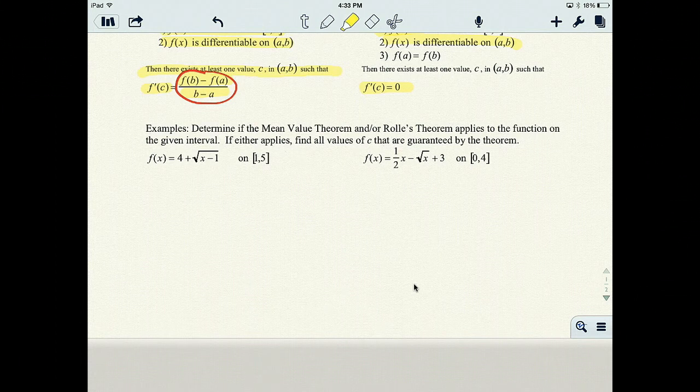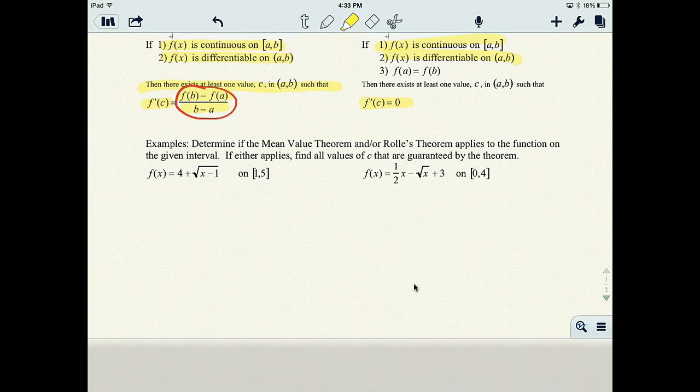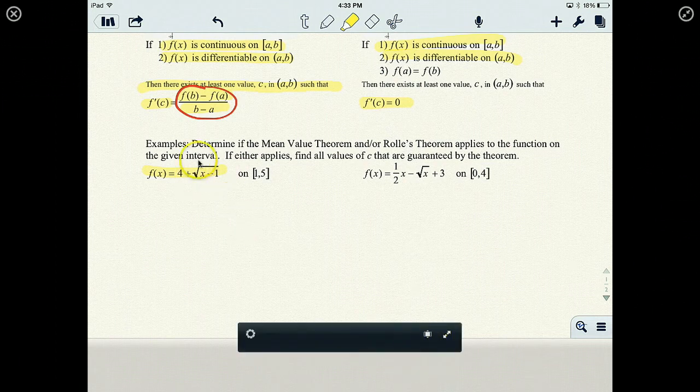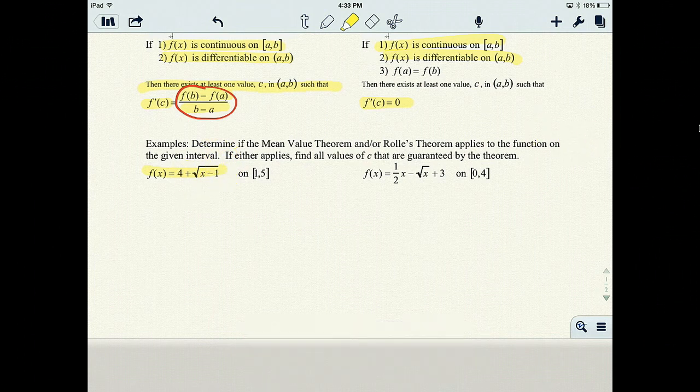Well, here you go. First of all, I look at my prerequisites. Is this continuous? This particular function, you can put it in your calculator, but I know it's continuous because if I put in any number from 1 to 5, there is a value. It wouldn't have been continuous if I put in 0, because I would get a negative 1 underneath the square root sign, which is undefined. So this is a continuous and differentiable function.